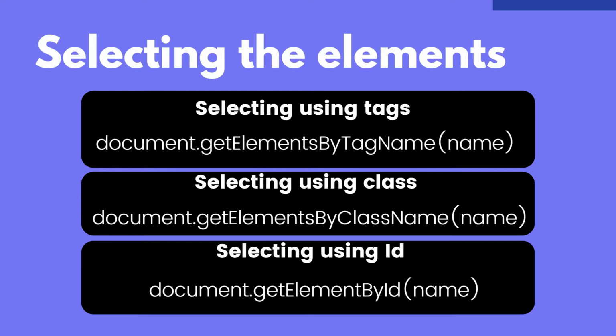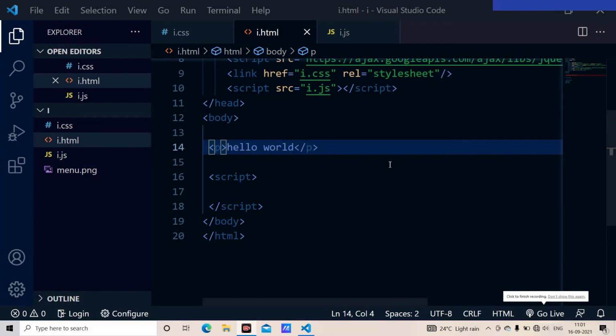And when I am talking about using the class, you have to use the syntax document.getElementsByClassName, and you have to mention the class name which you have given. In the HTML, using class equal to some name, you have to give that name here, which is going to access that element. When I am talking about the ID, you have to use document.getElementById, and you have to mention that ID here, which is going to access the element with the same ID.